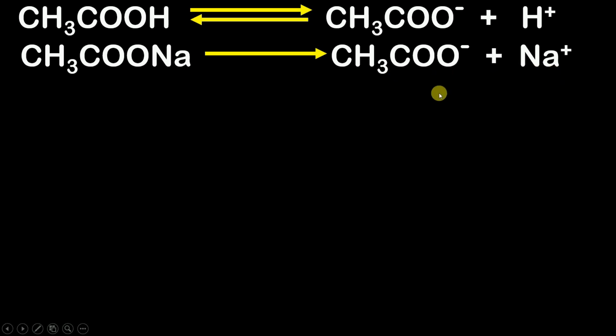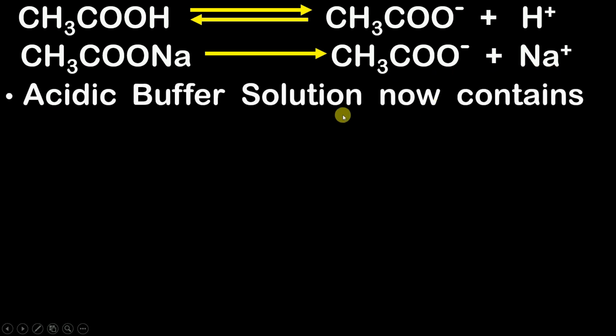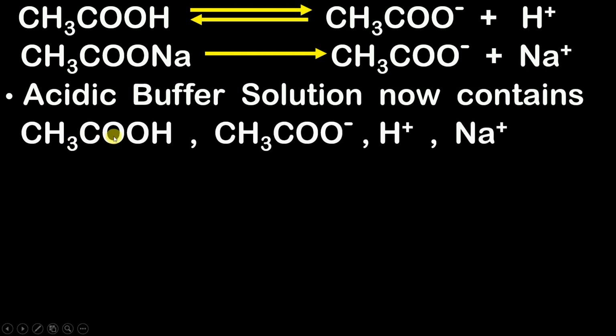Now guys, can I say that the acidic buffer solution now contains CH3COOH? Why CH3COOH? Because as mentioned earlier, 80 molecules of CH3COOH are as it is, plus CH3COO minus, which we get from after dissociation of this CH3COONa. Can you see over here?